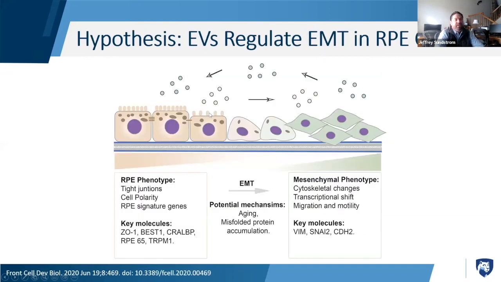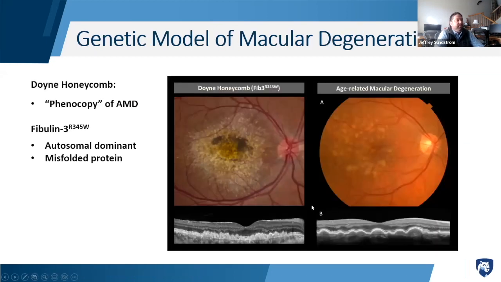So the overall hypothesis of our group is that RPE cells transition from a well-differentiated state into a more mesenchymal-like phenotype. In doing so, they lose pigment, and some of the inciting factors to that would be aging, as in age-related macular degeneration, and misfolded protein accumulation. One of the 34 known genetic risk factors, one of the more potent risk factors for AMD, is HTRA1, thought to be involved in proteolysis of misfolded proteins. And these are obviously some of the key changes in EMT.